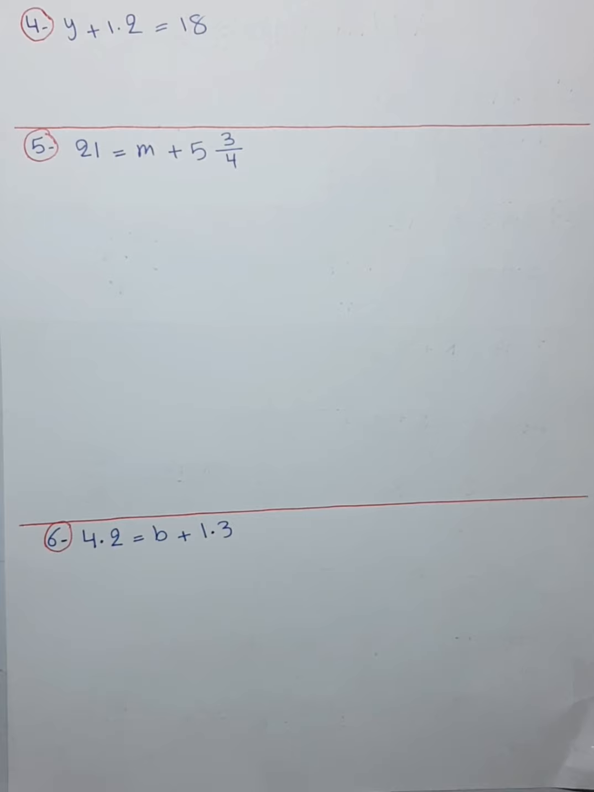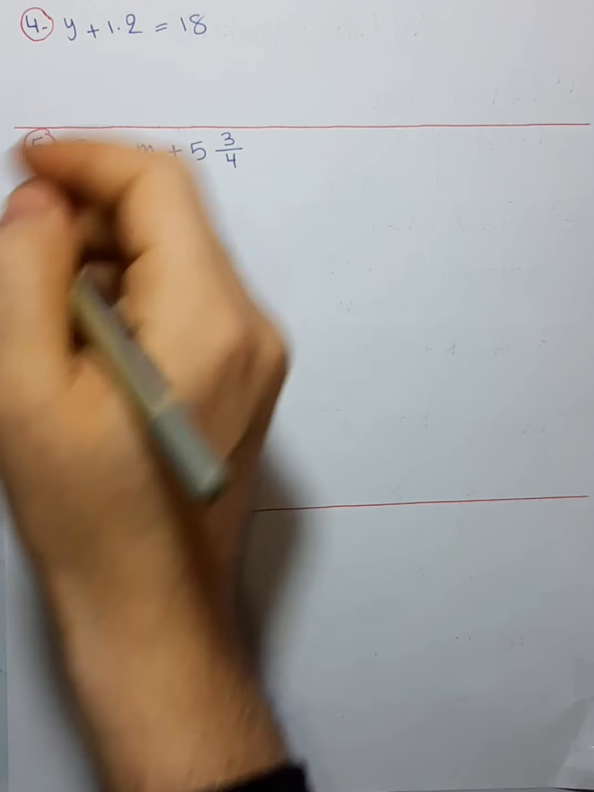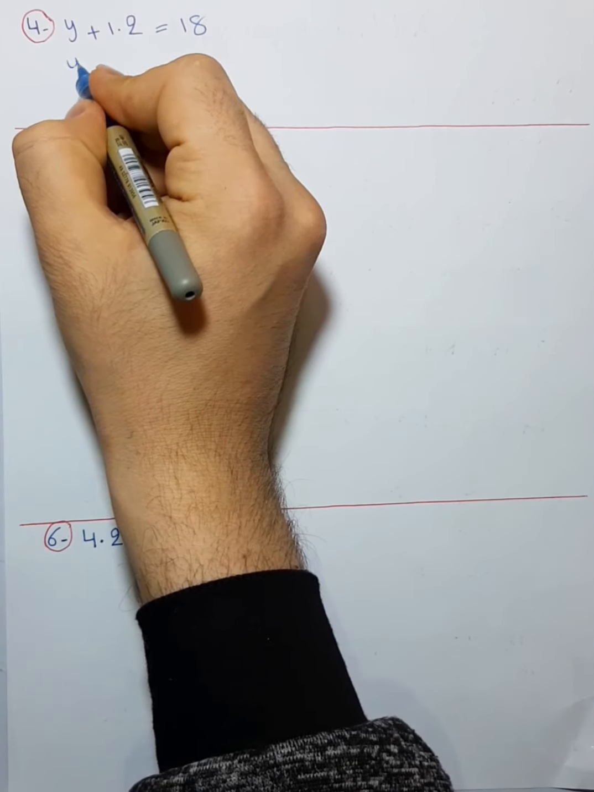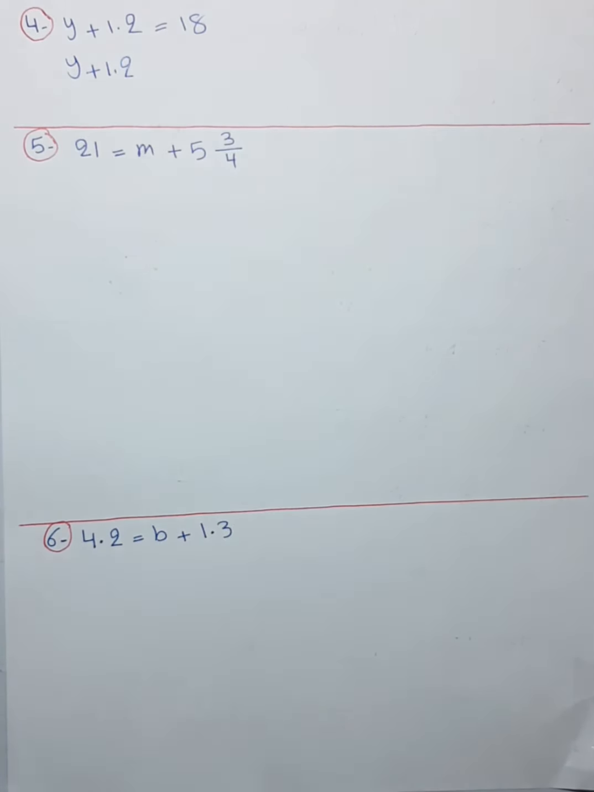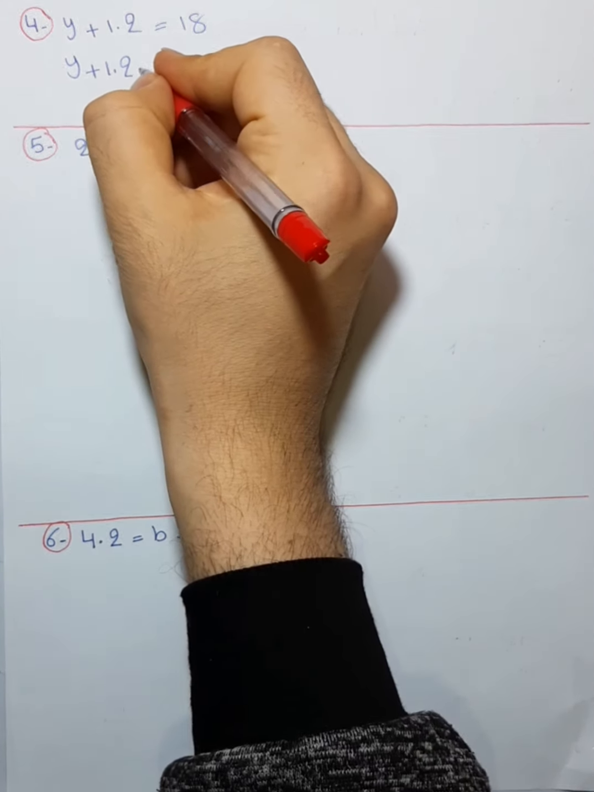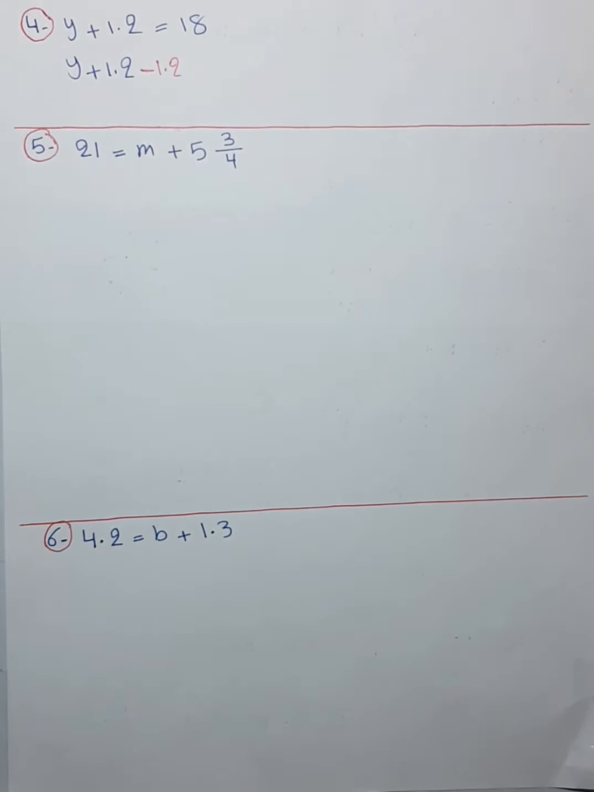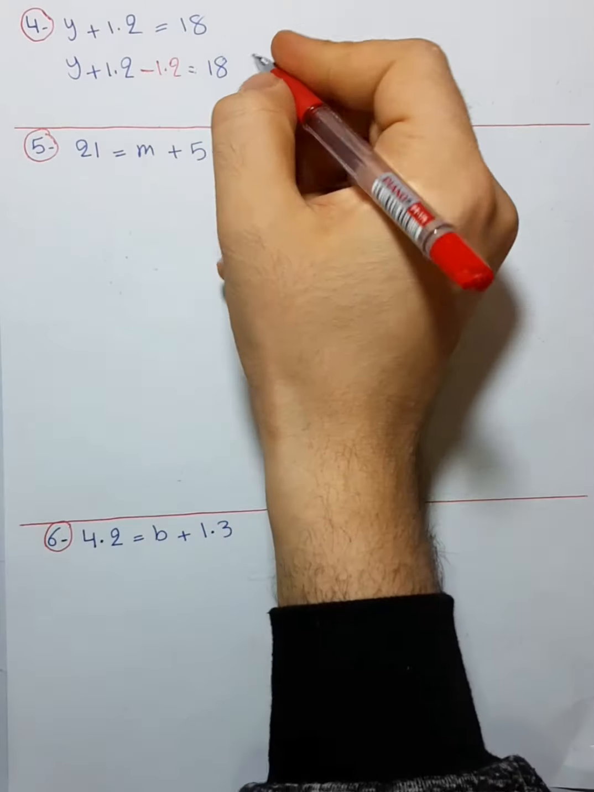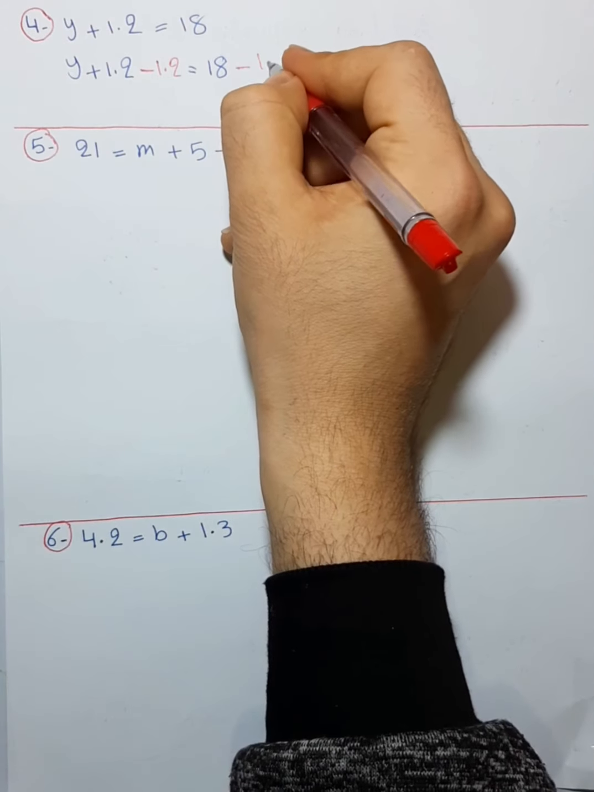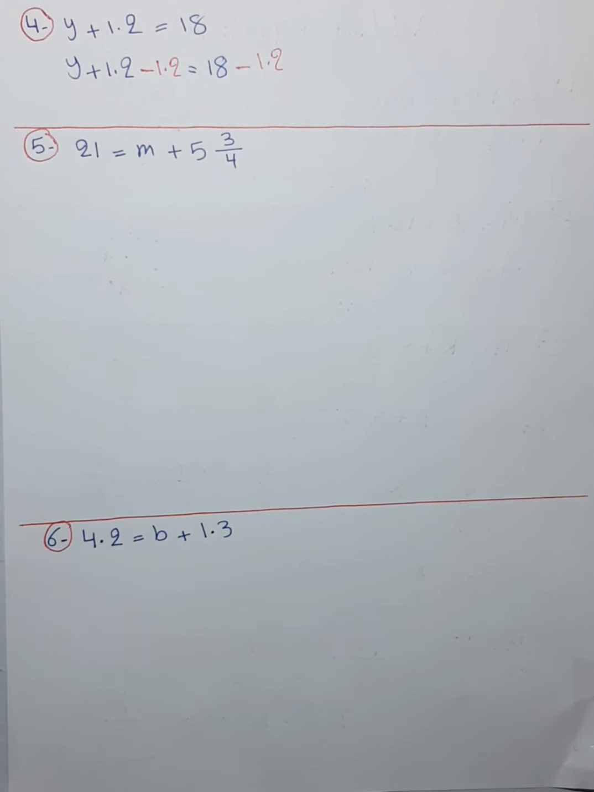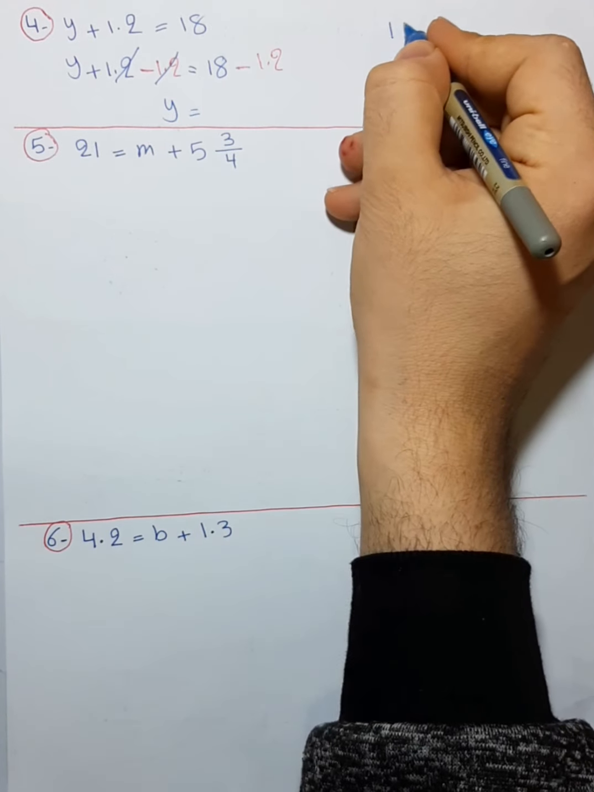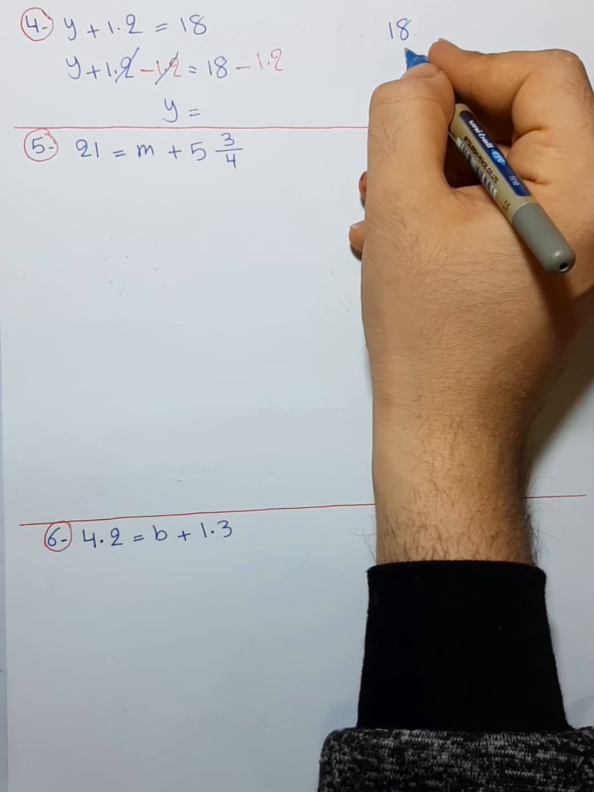Example number 4, y plus 1.2 equal to 18. We have to take the inverse of plus 1.2. So y plus 1.2, the inverse of positive 1.2 is negative 1.2. Equal to 18 minus 1.2. Now these two numbers equal to 0. Y equal to 18 minus 1.2.